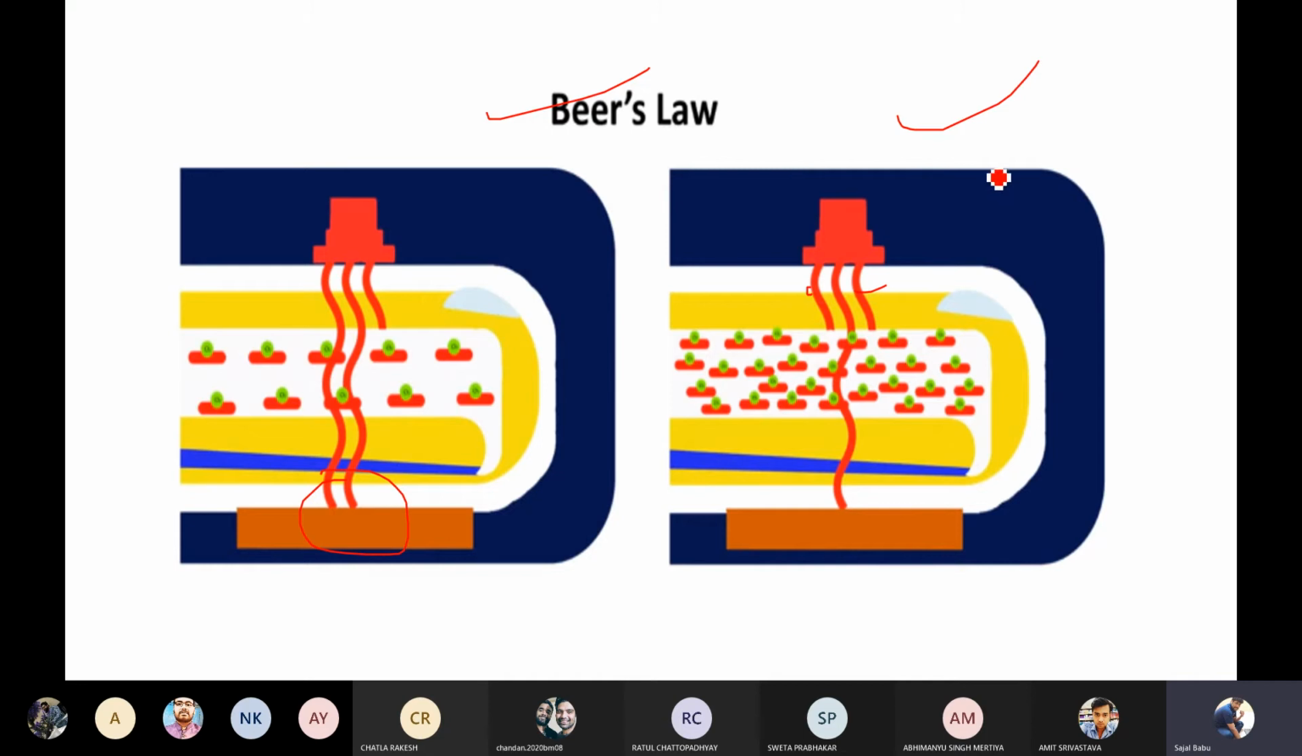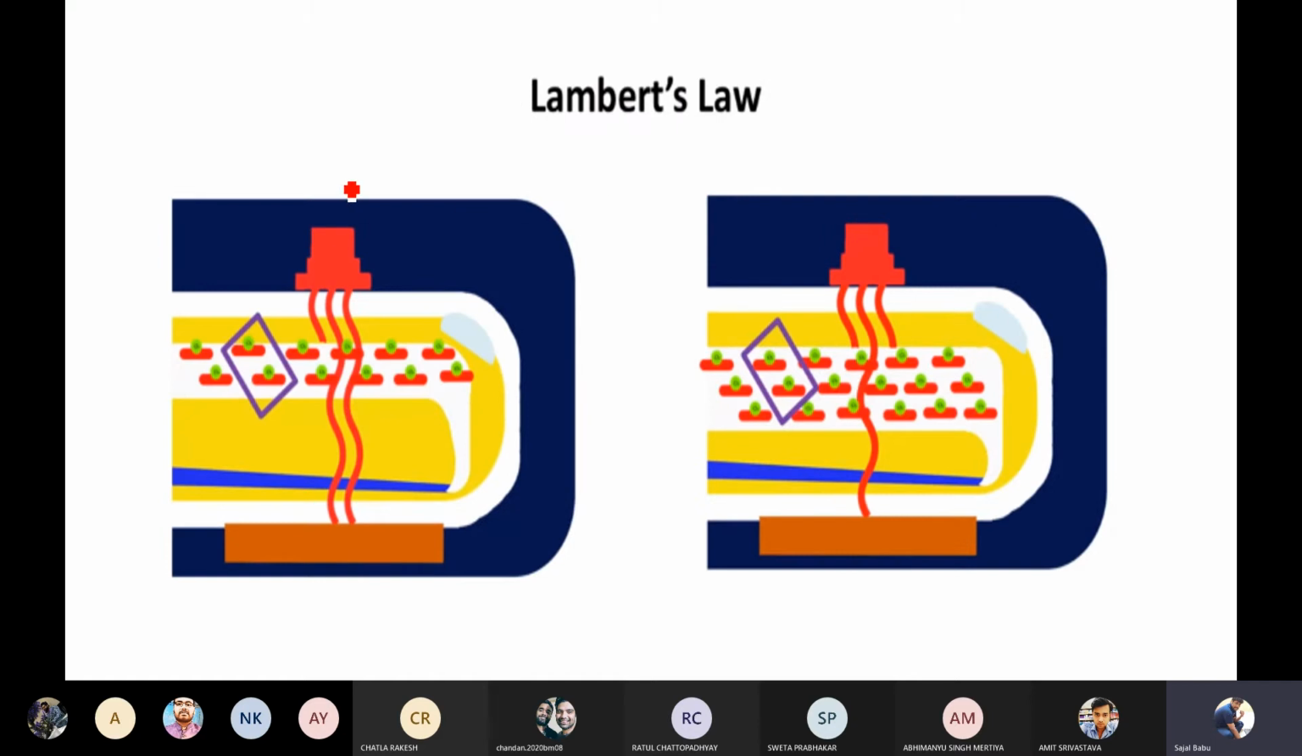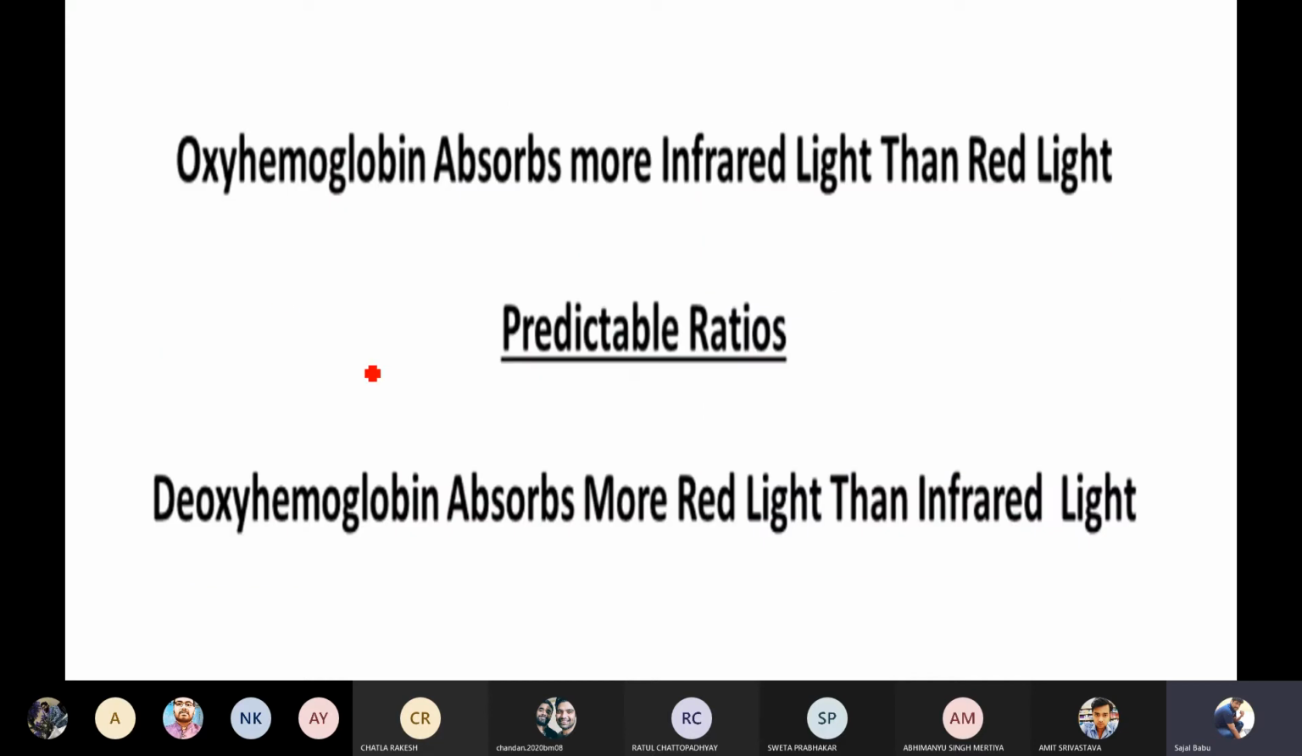That means what Beer's law explains is how the light is going to be absorbed. The light is absorbed depending upon how much oxygen is present in your hemoglobin. And then Lambert's law explains how far that light is going to travel. Okay, this is not that much important.